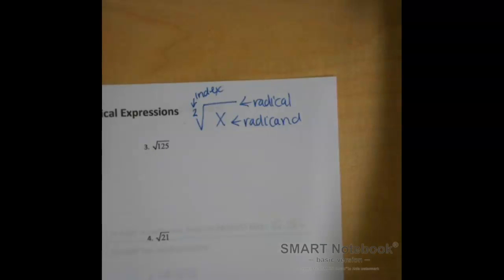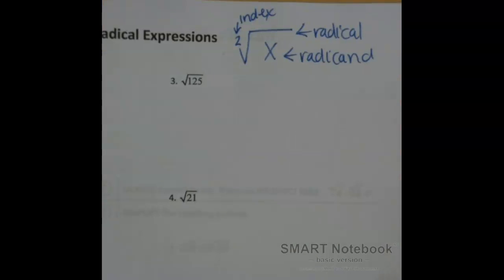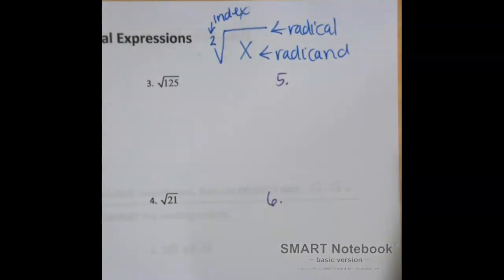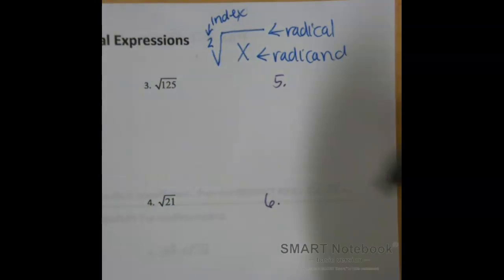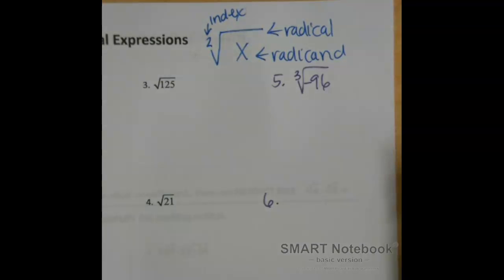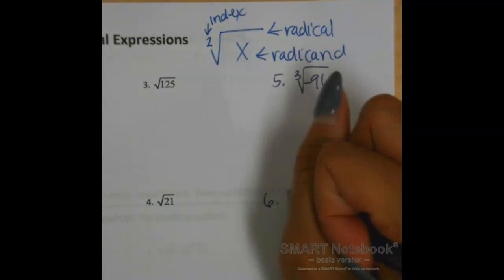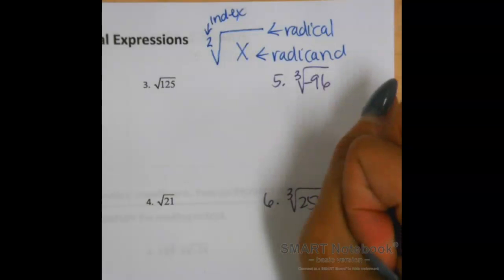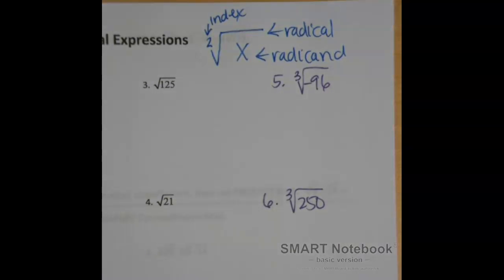Since we're about to talk about square root and cube root functions, I'm actually going to add in a couple more questions here, for questions 5 and 6. For question 5, I'm going to add in the cube root of negative 96. And for question 6, I'll add in the cube root of 250. There's methods to my madness. So first we're going to look at example 3. I'm going to do 3, 4, 5, and 6 right now.